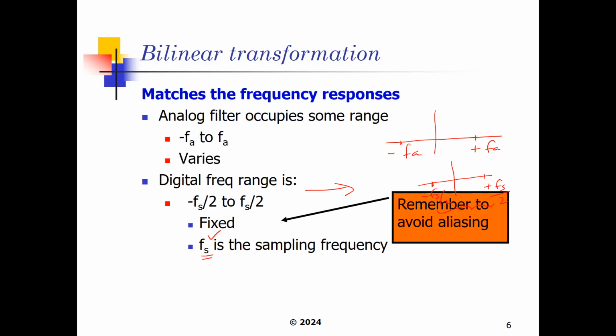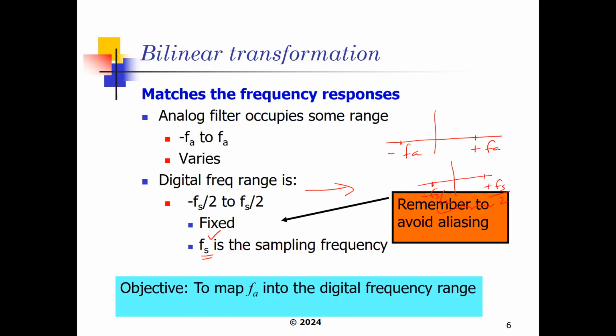Right? And remember now that you have to pick Fs appropriately to avoid aliasing. Typically in filter design, we try to pick Fs to be at least 4 times whatever is the filter cutoff frequency that we're trying to design for. Right? So the objective of this approach now is to map FA, which is the analog filter that we know behaves and what we want to use. This one is a function of S, into a digital frequency range. And hopefully from this one, we're going to get a function of Z out of that.